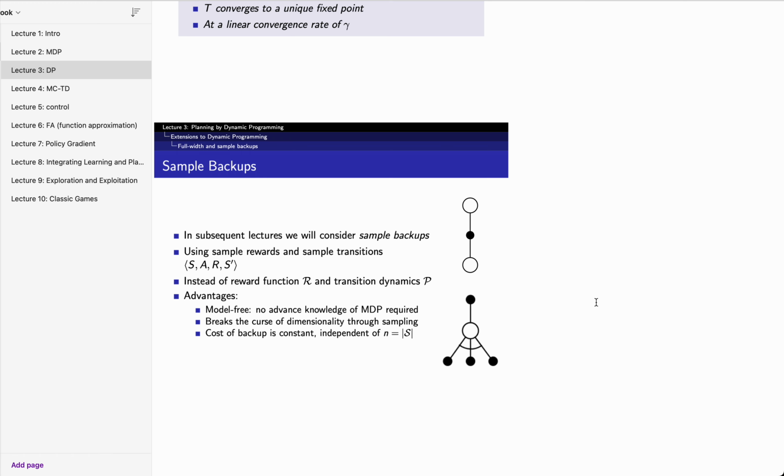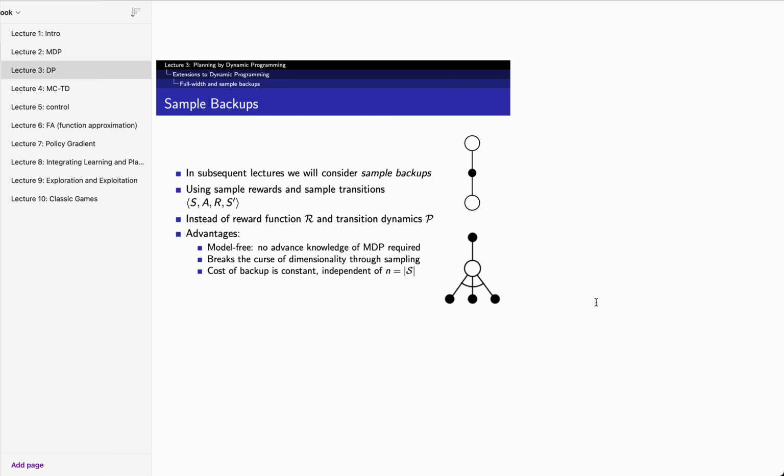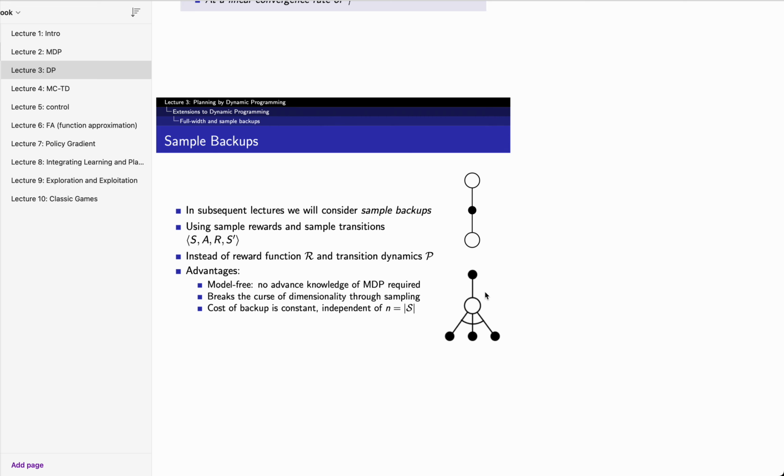The last slide he gives, which I copy pasted, explains the idea of sample backups, which I think I briefly explained as well. In this lecture, we use dynamic programming. We know all the tree nodes, but it's impossible because of the curse of dimensionality. So in subsequent lectures, he said, we'll only consider sample backups. So I'm just going to sample one of the routes, one of the tree nodes, and then use that to learn the problem.